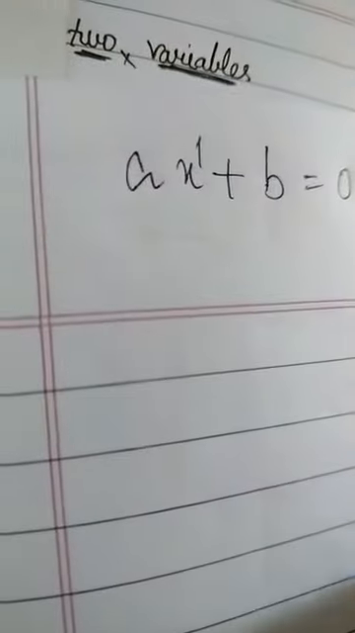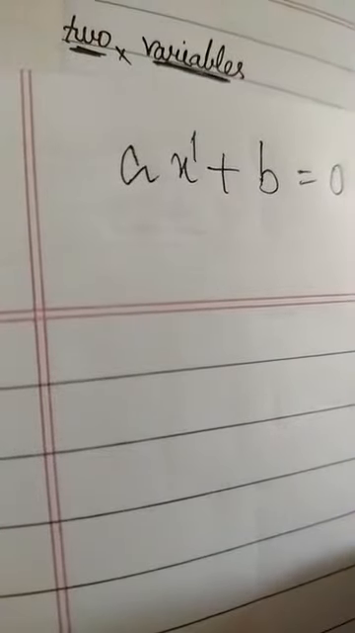And in the linear equation, first of all, what do we mean by linear equation in one variable? So linear equation in one variable is ax plus b is equal to 0. Here the degree of the variable is equal to 1.